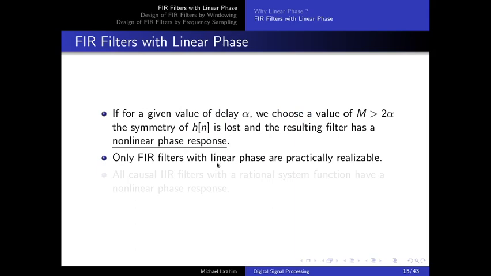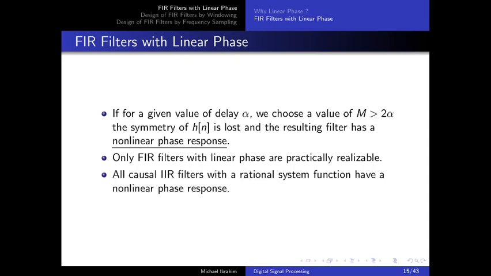Okay, only FIR filters with linear phase are practically realizable. We cannot realize a filter whose phase is not linear. And all causal IIR filters with rational system functions have a nonlinear phase response. Because simply in an IIR filter, to be causal, the impulse response has to be 0 before n equal to 0. That's why we for sure will be losing the symmetry in the impulse response, and hence we will not be getting a linear phase.